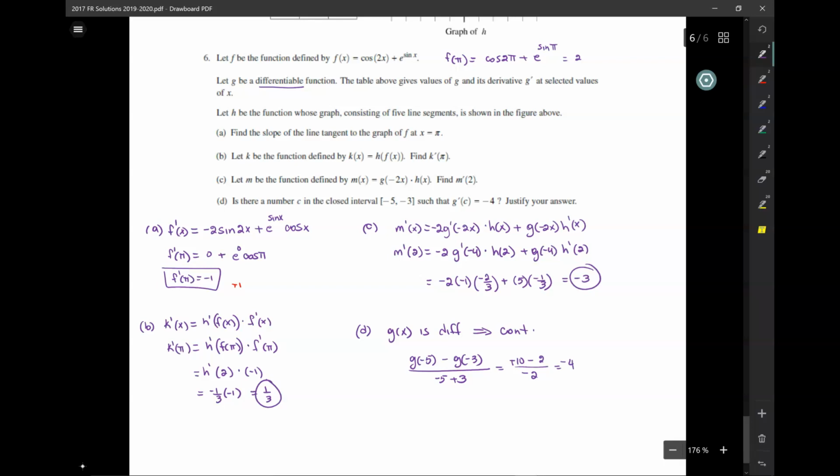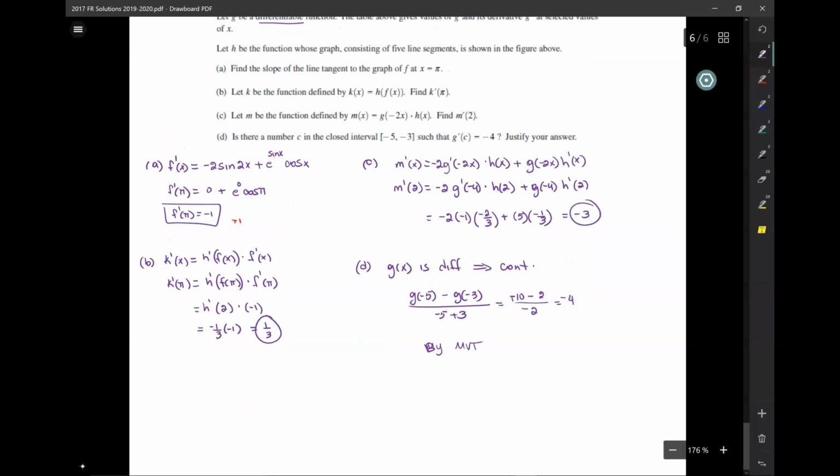So then you say by mean value theorem, there is a point where G prime of C is equal to negative 4. Okay, because that's what the mean value theorem says.